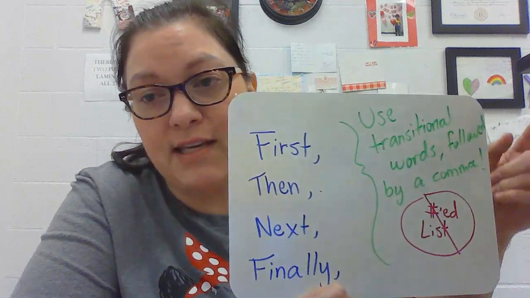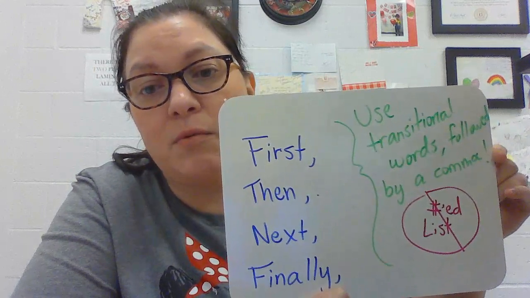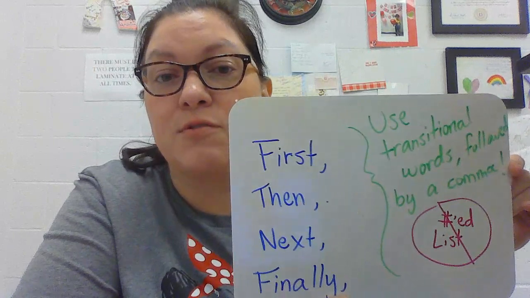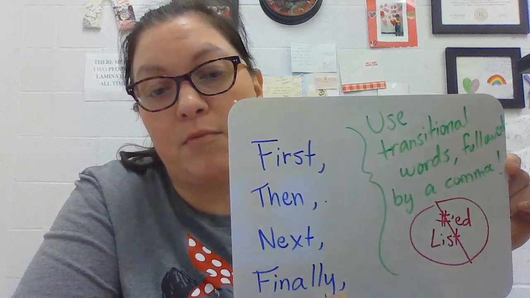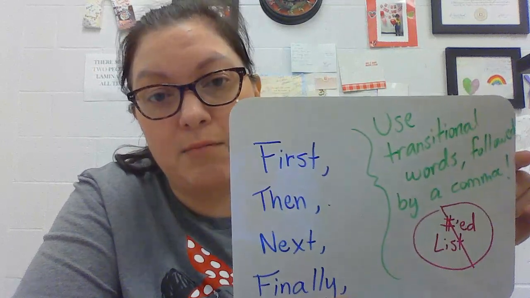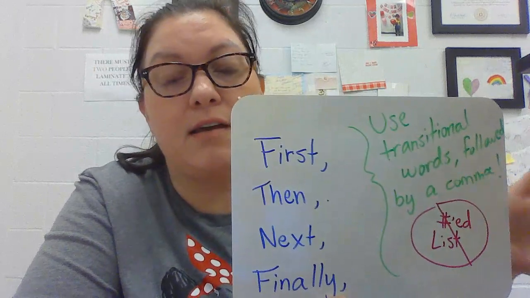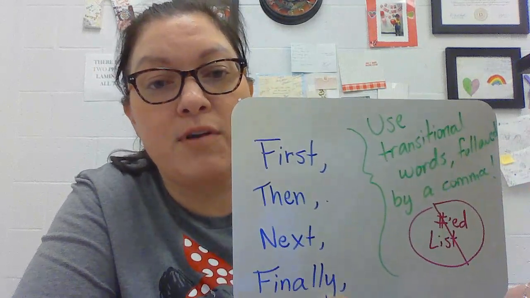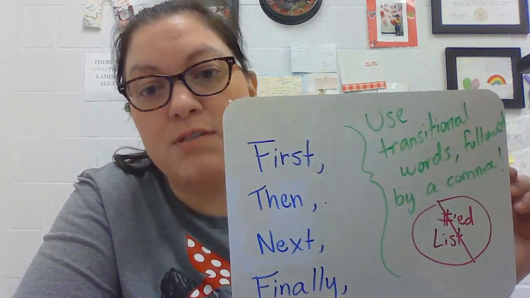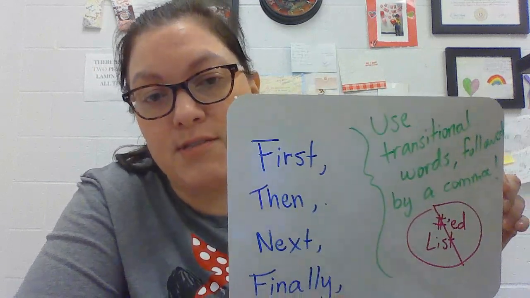You'll also notice that I said use transitional words followed by a comma. So you always follow it by a comma because it's almost like an interjection. It's an introductory word that is separated from the statement being made in the rest of the sentence. So you'd say first, comma, get out a mixing bowl, or then, comma, you're going to preheat your oven at 350 degrees. So make sure you have your transitional words followed by a comma that separates that introductory word from the rest of your sentence.